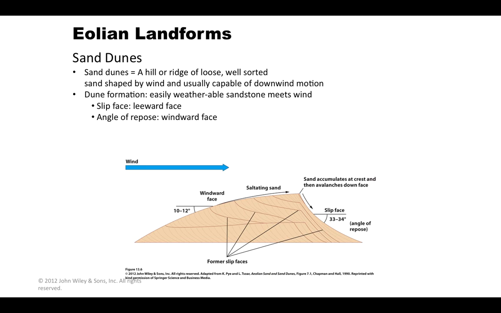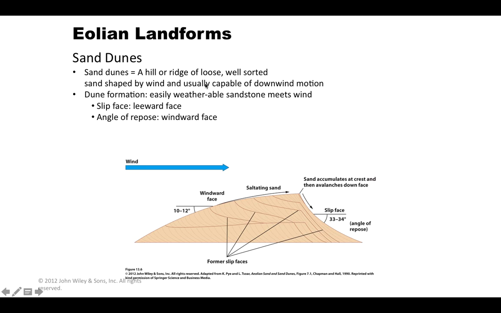All right, so what is a sand dune? A sand dune is what we call an aeolian landform. Aeolian just means a landform that's created by wind. So a sand dune is permanent. It's not just something that comes up in a day and then blows away the next day. It's a permanent landform, or as permanent as landforms are, and it's a hill or ridge of loose, well-sorted sand.